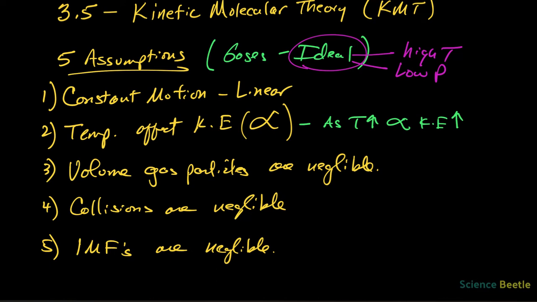Now, these are related to ideal gases. Keep in mind, when we deviate from these high temperature, low pressure conditions, each of these 5 different assumptions can no longer be considered, and those are the conditions that you're going to find for real gases.